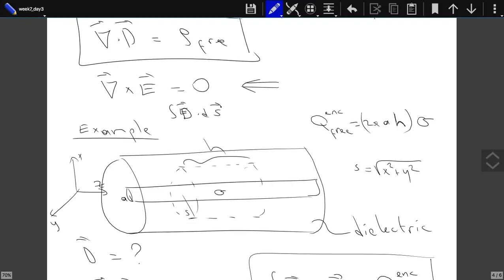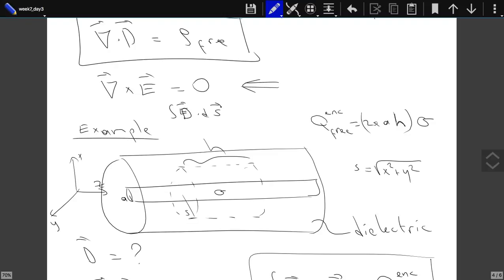So their integral is zero. Similarly, for this flat part, D dot ds is zero. So its integral is zero at every point on this flat piece. So that is why D dot ds is zero on the top and the bottom.